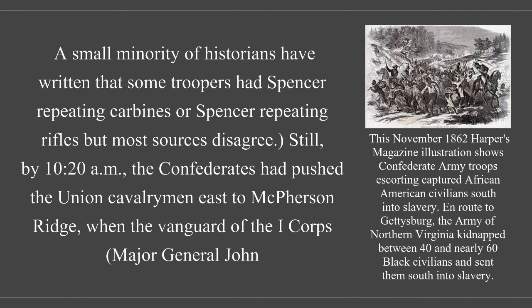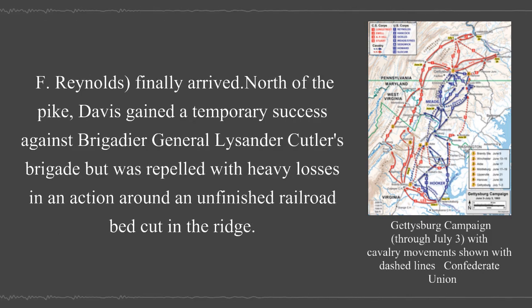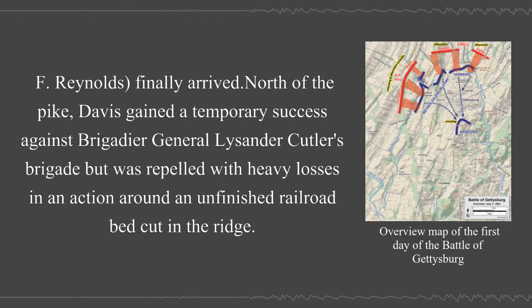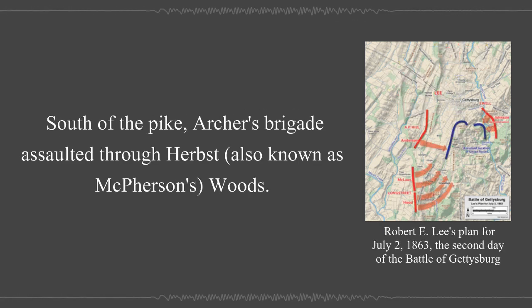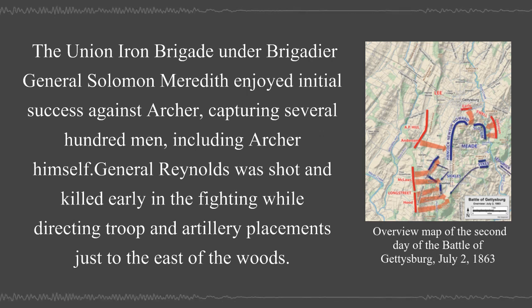Some historians have written that some troopers had Spencer repeating carbines or rifles, but most sources disagree. Still, by 10:20 a.m., the Confederates had pushed the Union cavalrymen east to McPherson Ridge, when the vanguard of the I Corps, Major General John F. Reynolds, finally arrived. North of the Pike, Davis gained a temporary success against Brigadier General Lysander Cutler's brigade, but was repelled with heavy losses in an action around an unfinished railroad bed cut in the ridge.